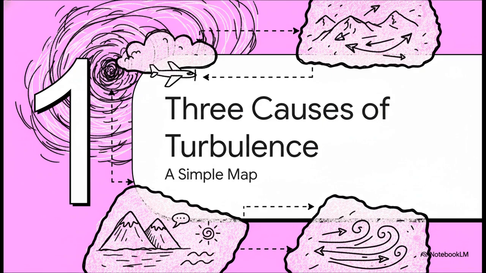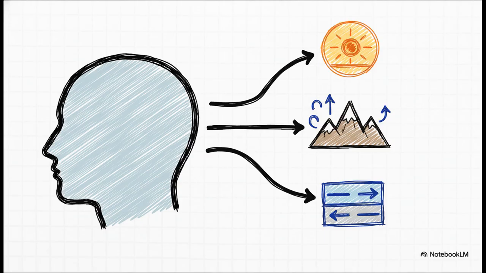To really make sense of turbulence, it helps to have a simple map. Instead of thinking of it as one big, confusing mystery, it's much easier to see it as three distinct things. And here's our map. Pretty much all turbulence can be traced back to one of these three sources. First, you've got heat from the sun causing the air to rise. Second, you have physical obstacles, like mountains or even big buildings, just getting in the way of the wind. And third, you have different layers of air clashing with each other, moving at different speeds. And that's what we call wind shear.